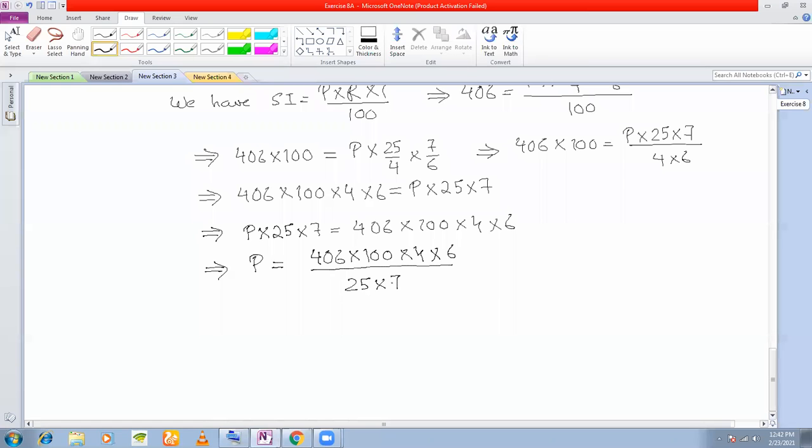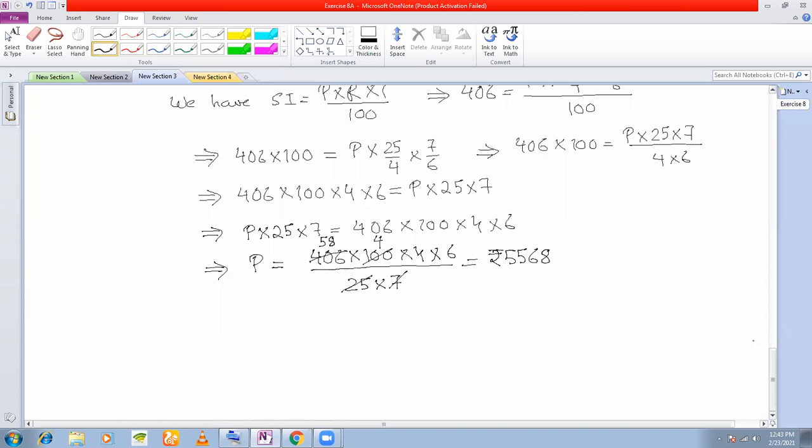25 into 7. So if you see, 7 will cancel with 406, 58 times. And 25 will cancel with 100, 4 times. So now if you multiply all this, you are going to get the principal as rupees 5,568. Sir, I am getting 5568. Then we will add it with the simple interest.